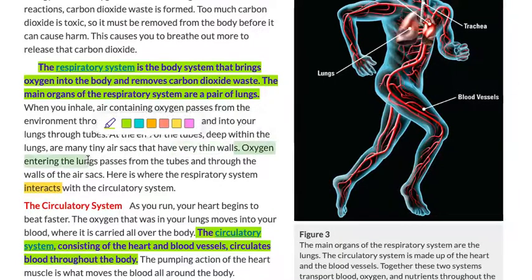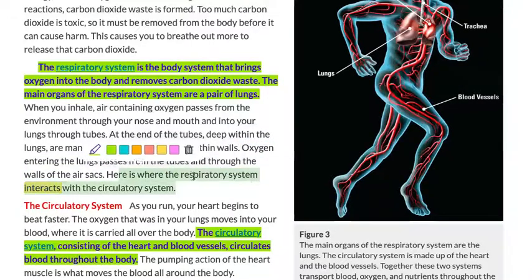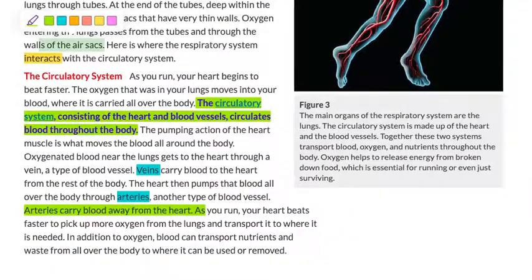Oxygen entering the lungs passes from the tubes through these air sacs. And this is where the respiratory system interacts with the circulatory system, at these air sacs called alveoli. If you want to be fancy, here's how you spell alveoli.